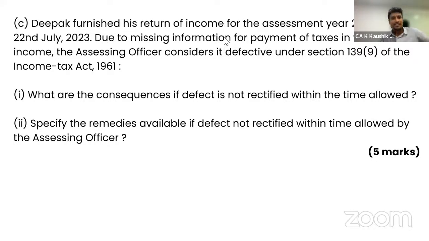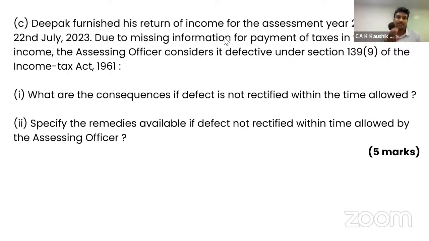So the 2 sub-questions that they're asking: what are the consequences if defect is not rectified within the time allowed? And they have told to specify the remedies available if defect is not rectified within time allowed by the assessing officer. Section 139(9) says that if there is any defect in the income tax return, the communication will come from the tax office, and from the date of receipt of communication, within 15 days, it is the responsibility of the assessee to rectify or correct the defect. Okay, that is the timeline given.